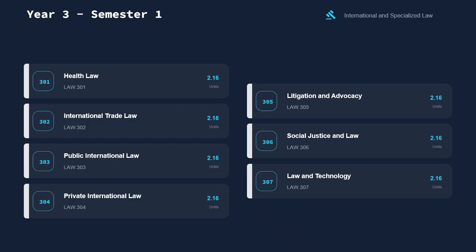Practical application: lawyers advise tech companies on cross-border data compliance. They negotiate digital trade provisions. Students analyze data localization laws. They also study jurisdictional issues in online transactions.